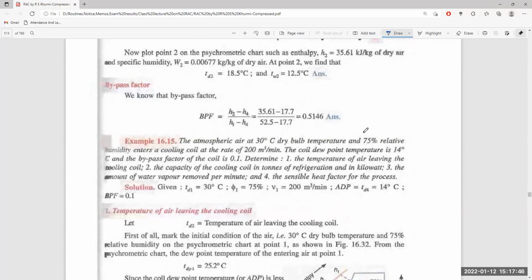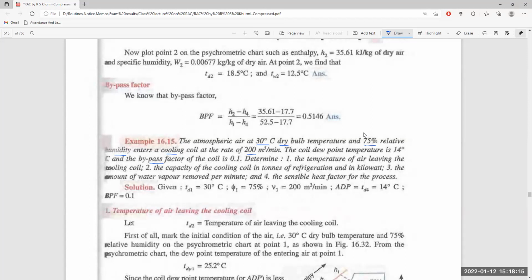The atmospheric air at 30-degree dry bulb temperature and 75% relative humidity enters a cooling coil at the rate of 200 meter cube per minute. Now, the coil dew point temperature is 14 degrees centigrade, and the bypass factor of the coil is 0.1.